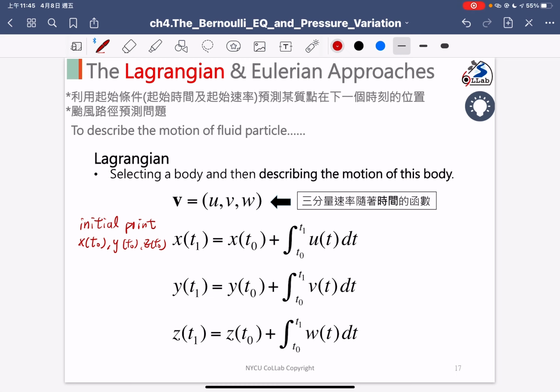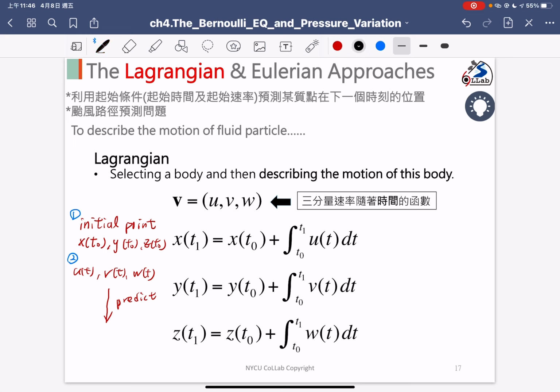And if I have the velocity as a function of the time, the u t function, the v t function, and the w t function, then I can predict, you can predict what? The location of the next time step.